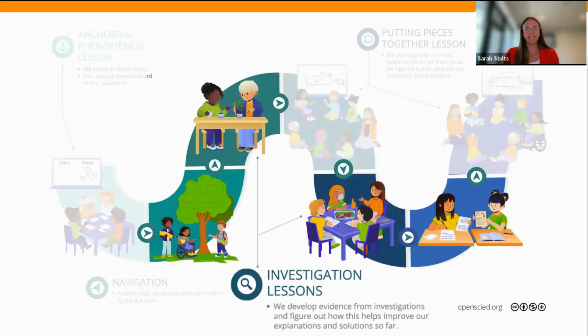As represented in this OpenSciEd instructional model, we move into investigating for lessons 8 and lesson 9. In this third lesson set, investigation lessons, students continue to engage in science and engineering practices with a strong emphasis on SEP 5, using math and computational thinking. They continue to collaborate as they consider how to use data, and the teacher provides students with space to grapple with and engage in multimodal sense-making.